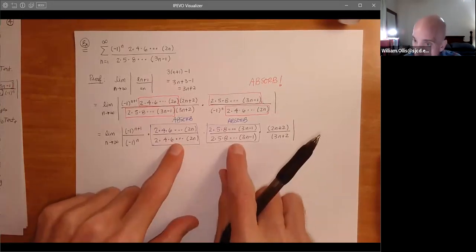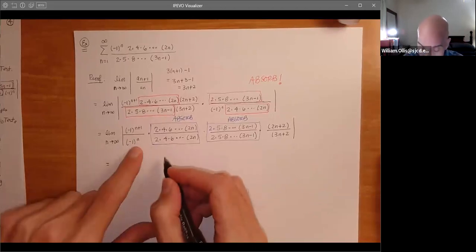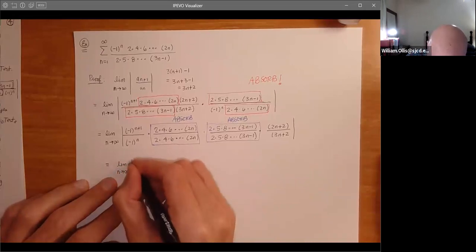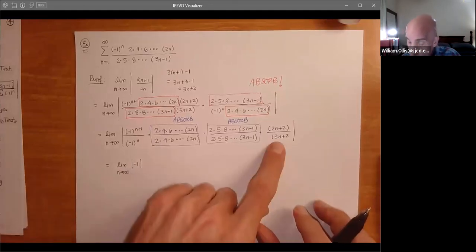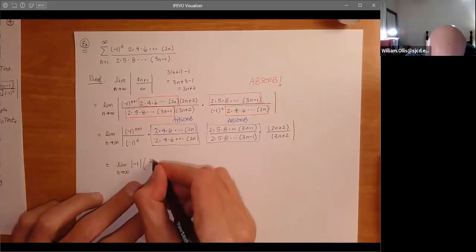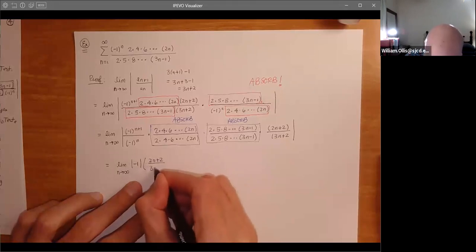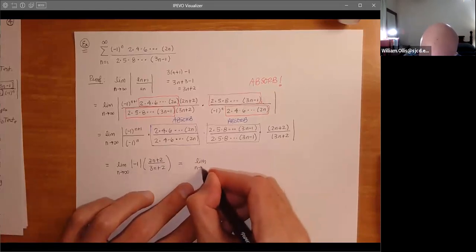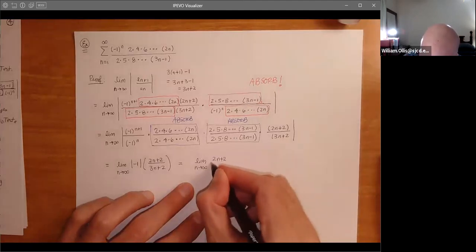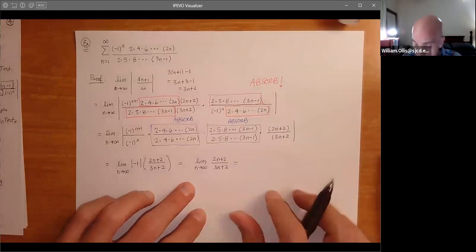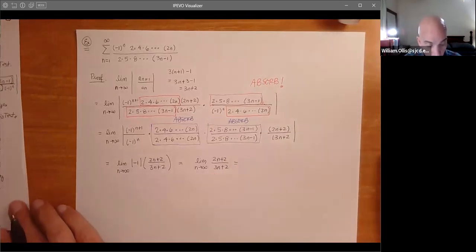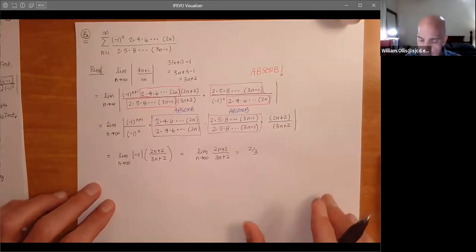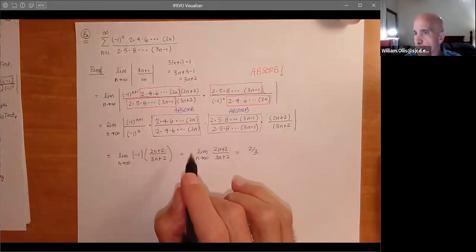Okay, so now these are all gone. And of course, the only thing that survives here is the negative one. So we have the limit as n approaches infinity, negative one, absolute value. And then of course we have the stragglers over here, our friends, 2n plus 2, 3n plus 2. So now of course we have one. So we have the limit as n passes to infinity of 2n plus 2 divided by 3n plus 2. And now we have equal powers, and then we have what we call a ratio of leading coefficients, which is 2/3.